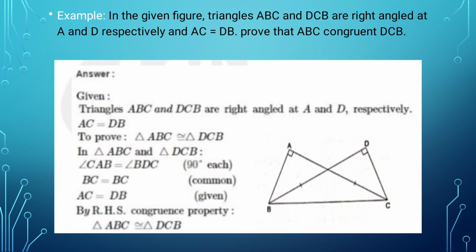By the RHS congruence property, here we are using RHS, because it is the right angle, hypotenuse, side congruence property. So triangle ABC is congruent to triangle DCB. Here we have used the RHS congruence property. Previously we saw the SSS property.